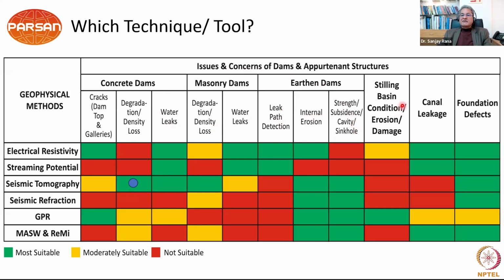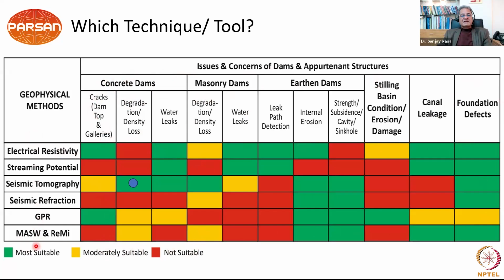Other than the dams, we can have issues with stilling basin and we need to find out their condition for erosion, for damage. Then we can have issues with the canal leakages. And sometimes the problems are there in the foundation of the dam, not in the dam body itself. So that's what we call foundation defect. And if you see, there is one or the other method which comes as most suitable or moderately suitable or not suitable. I'm not going through this table one by one, but for any of the problems which can be listed in terms of a particular kind of dam, there is one or the other method which is available to solve that problem.